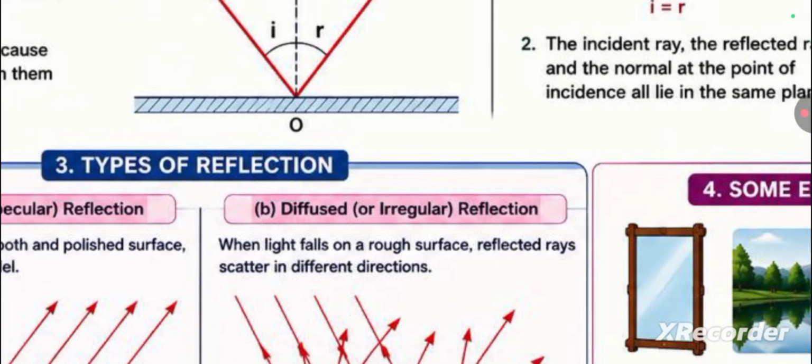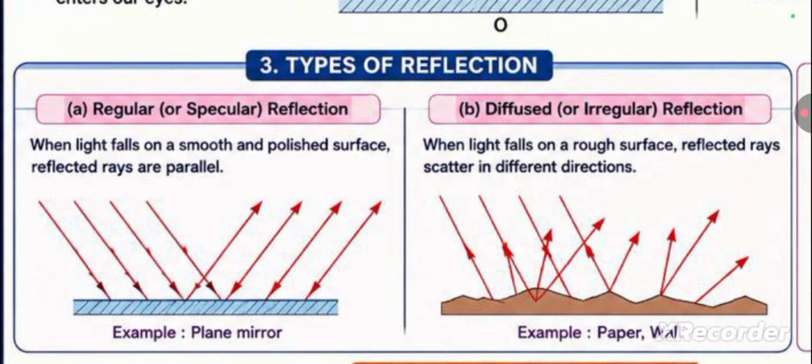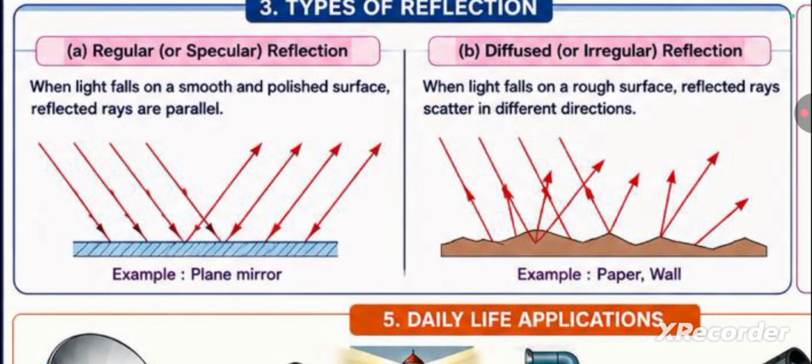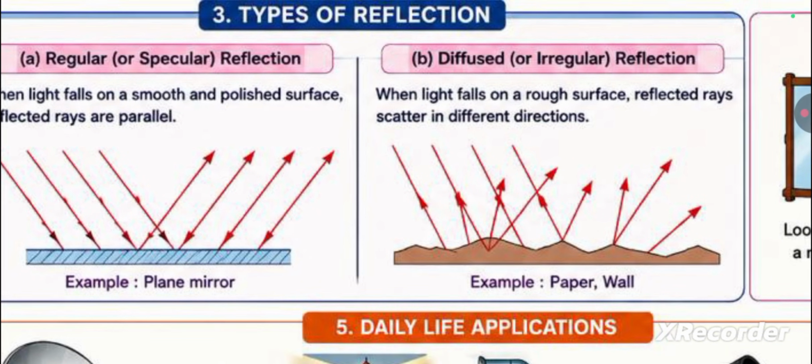And how many types of reflections? Two. Here the types of reflections are given. Regular reflection or specular reflection, and diffuse reflection or irregular reflection. Here regular reflection is the same as normal reflection. Here we can see this picture. For example, regular reflection happens in a plane mirror, and diffuse or irregular reflection happens on a rough surface. Okay, rough surfaces reflect light in different directions. So here reflection is not perfect.